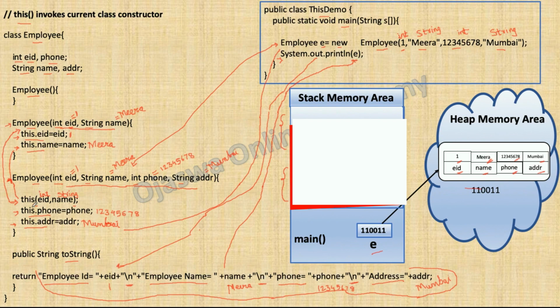One important point to remember: the call to this must be the first statement in the code inside the constructor. If you write this particular statement on the second line or below, you will get an error. So this is how we invoke the current class constructor by using the this keyword.